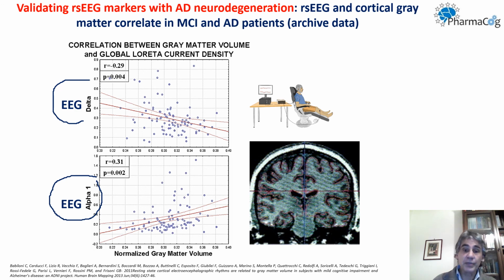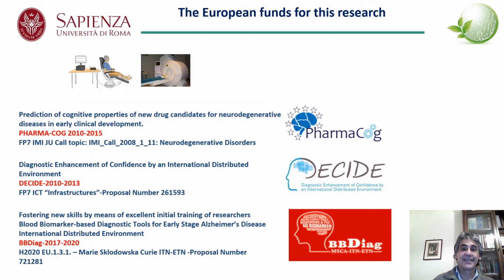Of course, you can see variability at the individual level. Any circle here is a subject, but anyway, there is some statistical correlation between these variables.